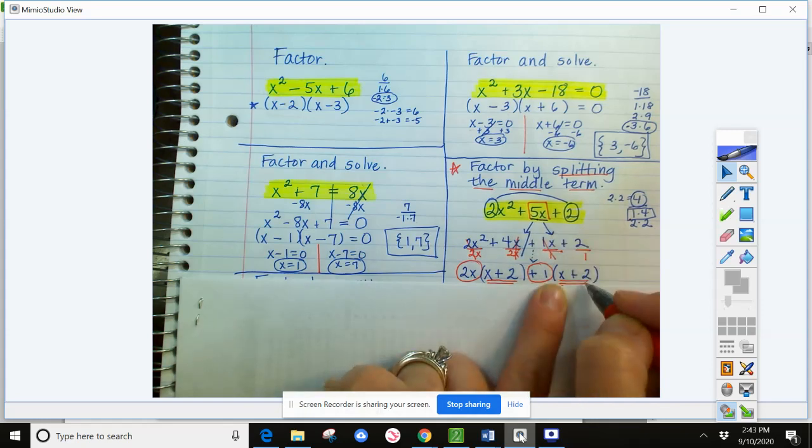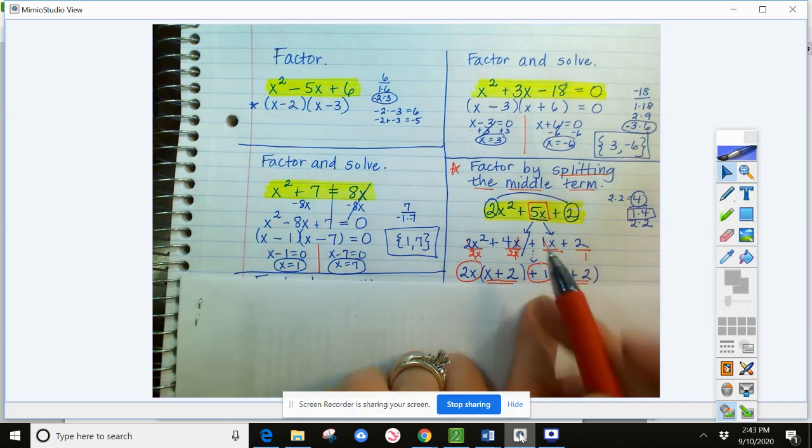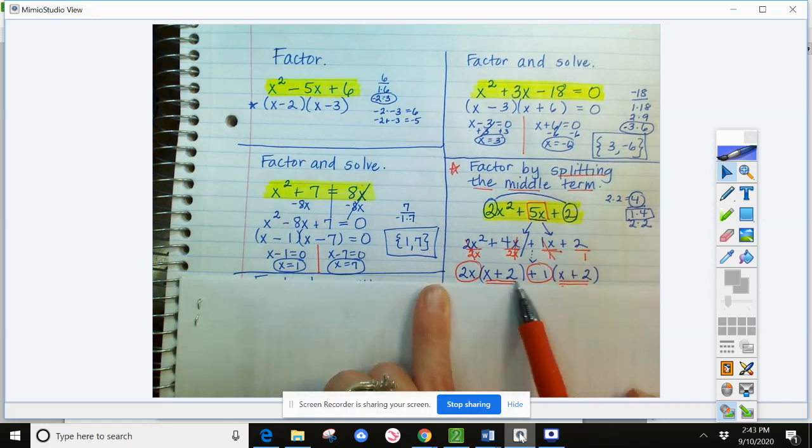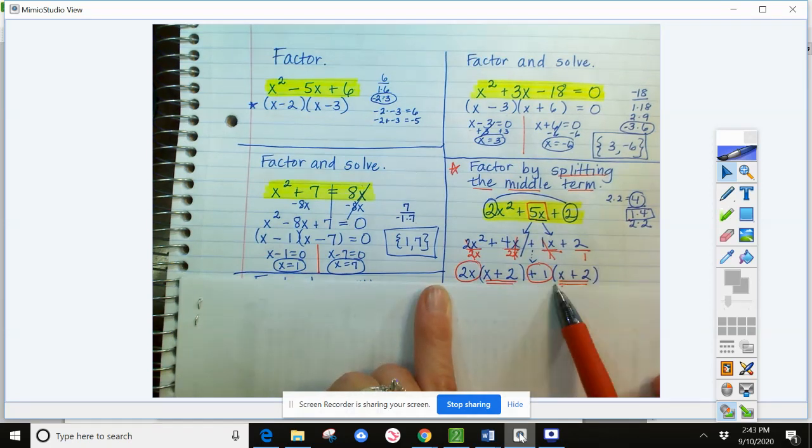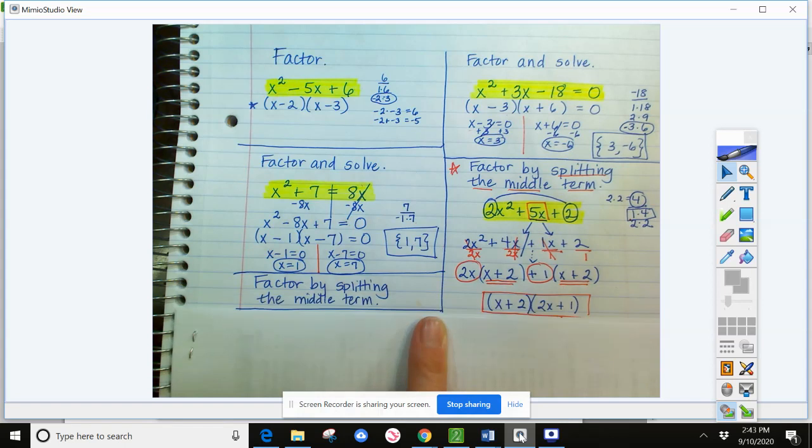So there's that. Now what you notice down here is that in parentheses, I have x plus 2 on this half. I also have x plus 2 on this half. That means that one of my factors for my answer is x plus 2. The stuff that is left over, or the outside, the greatest common factors, those together form the second factor. So your answer in factor form for this trinomial is x plus 2 and 2x plus 1.